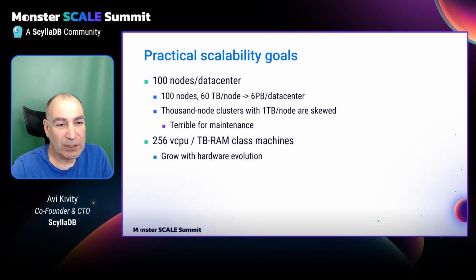So what are our practical scalability goals? First, 100 nodes per data center, and there can be multiple data centers in the cluster. So a few hundred nodes per cluster should be enough. And in terms of the size of individual nodes, we're targeting 256 vCPUs that have around a terabyte of RAM. And we can follow the industry as it grows. The vCPU count is growing, but it's not growing very rapidly. It's growing maybe 50% every couple of years, and that's slow enough for us to catch up to.